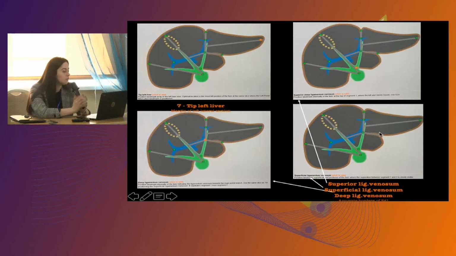It's steep left liver, it's the margin of left lateral section. And then, as you see, we have 3 ligament marks. It's superior, superficial, and deep ligamentum venosum, and those are accurate borders of segment 1.